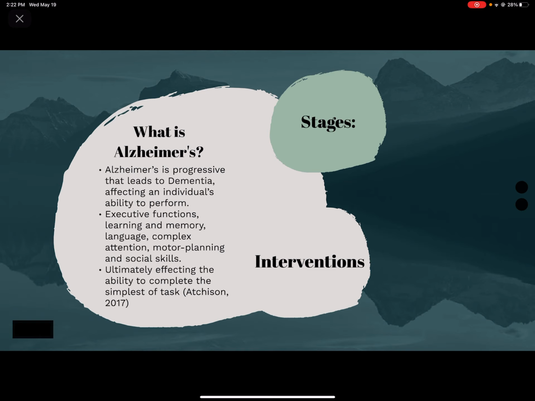So I want to compare and contrast because, like I said, dementia is the umbrella and Alzheimer's falls under that. Alzheimer's is a progressive disease that can lead to dementia, and it affects the individual's ability to perform. Some of the common symptoms are decline in executive functions, learning, memory, language, complex attention, motor planning, and social skills. According to Atchison 2017, it's ultimately affecting the ability to complete the simplest of tasks. So this does affect your ability to be independent.